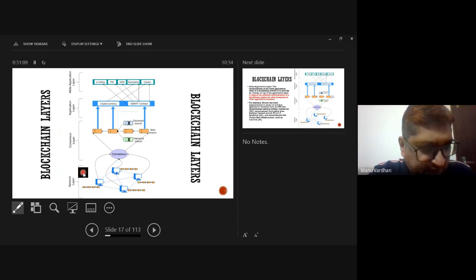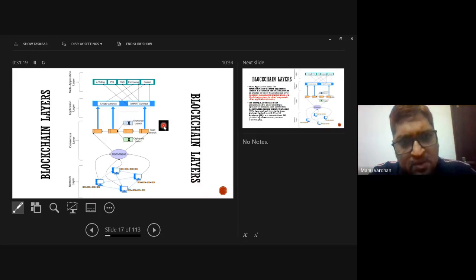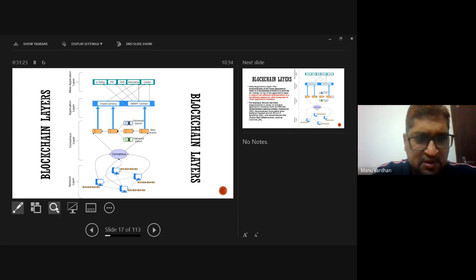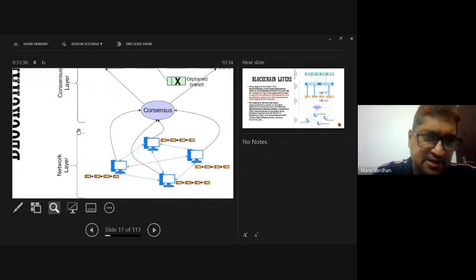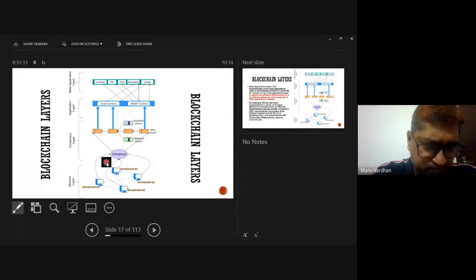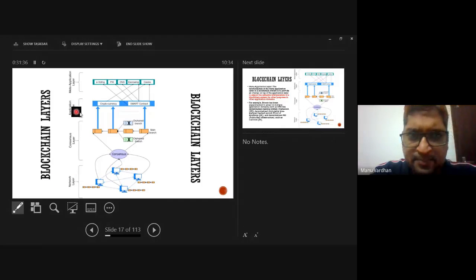Then, moving on, we have the blockchain layers. This is quite interesting and important also. Here, as you can see, we have the meta application layer, consensus layer, and network layer. The network layer and application layer, you must be very well aware of these layers. The consensus layer might be new to you, because this consensus mechanism plays an important role here in blockchain. So we need to add a consensus layer here. And then we have a meta application layer at the top.